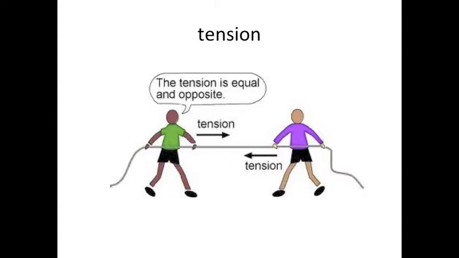First is tension. That is when tension is transmitted through something, like a rope or anything, and it is equal and opposite. You could say it's balanced. My example is of tug-of-war, and as you can see, the two people stay in the same position because they are pulling at an equal force.